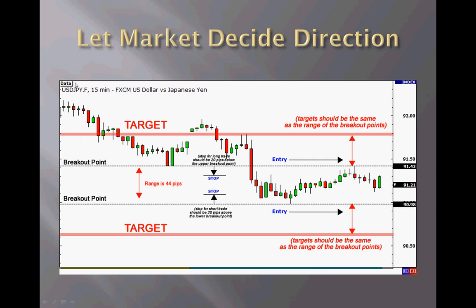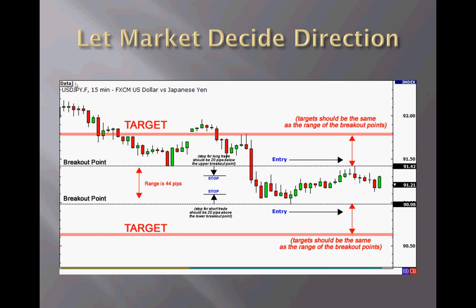Let the market decide which direction to take. The first thing to consider is which news reports to trade. Earlier in the lesson, we discussed the biggest moving news reports. Ideally, you would want to only trade those reports because there is a high probability the market will make a big move after their release.